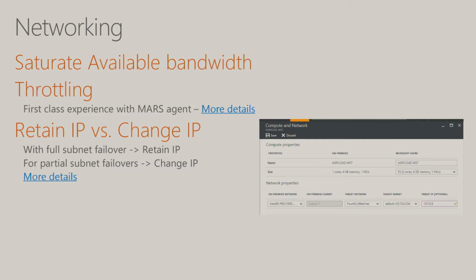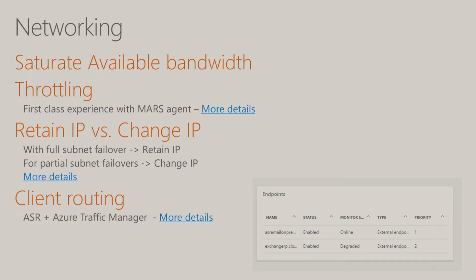However, for the cases where you want partial subnet failover capabilities, we also provide a capability to change the IP address, and when the VM is failed over to Azure, ASR will inject that IP address inside the VM. So it will be a seamless experience for you. We have a lot of white papers available for each of these topics, and we have links for the same in the slide.